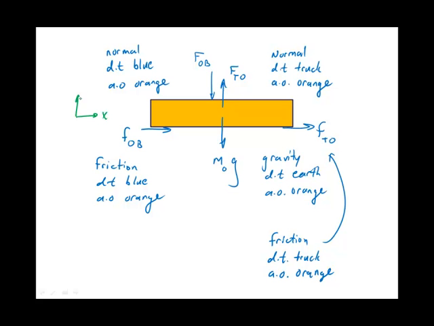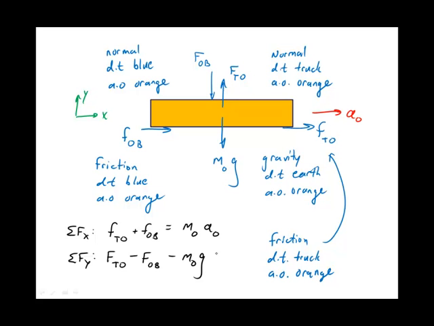I'll assume the same x and y coordinate system, and the sum of the forces in the x, I'm going to get F truck orange plus FOB equals M orange times A orange. And it's highly likely that A orange is to the right and probably the same as A blue, but I won't specify that at this point. And then the sum of the forces in the y, I get F truck orange, that's positive, minus F orange blue, because that normal force is down, minus M orange G, and that's equal to 0. There is no acceleration in the y direction.